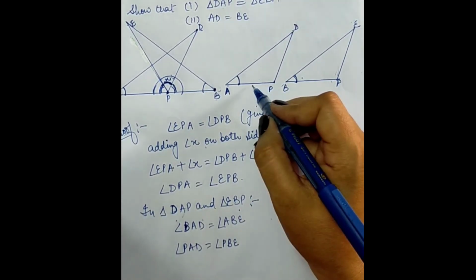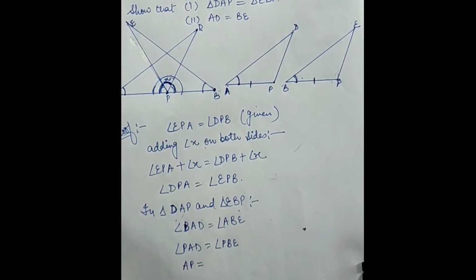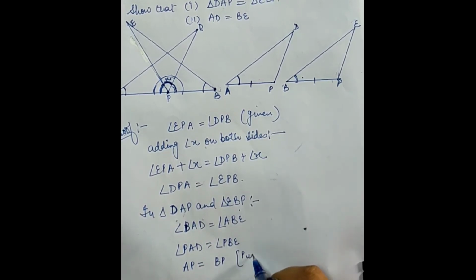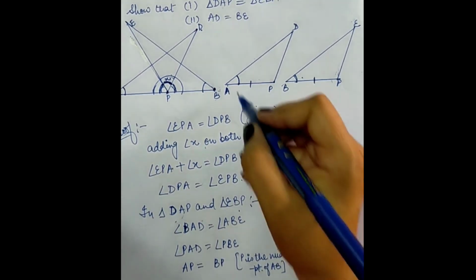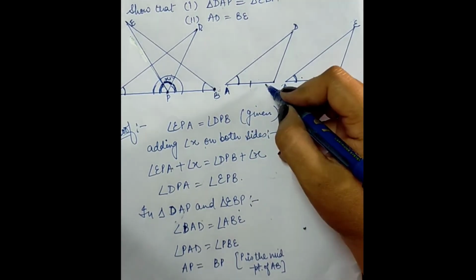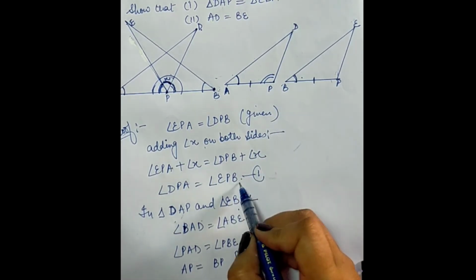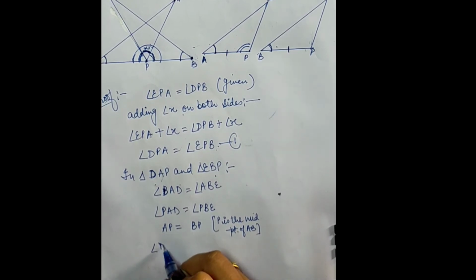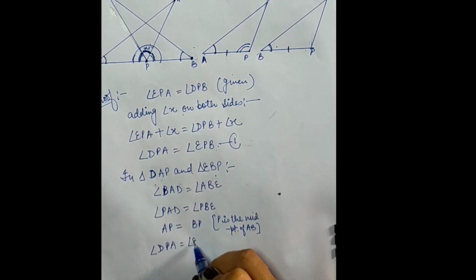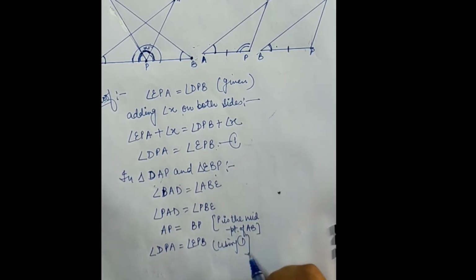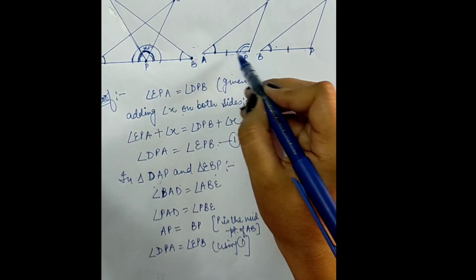Another thing, we have been given that AP is equal to PB. Why are they equal? Because we have been given that P is the midpoint of AB. This is already given. So one angle, one side. Now the next one, which we have already proved, that DPA is equal to EPB using 1. So now you can see what we got: angle, side and this angle.